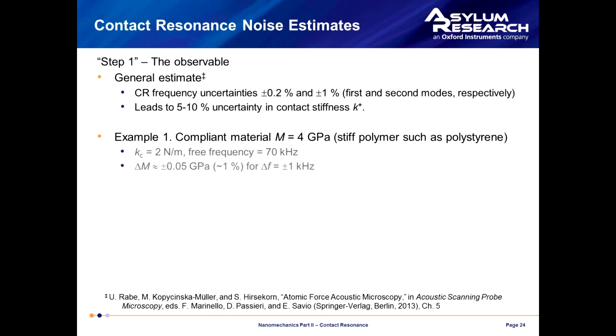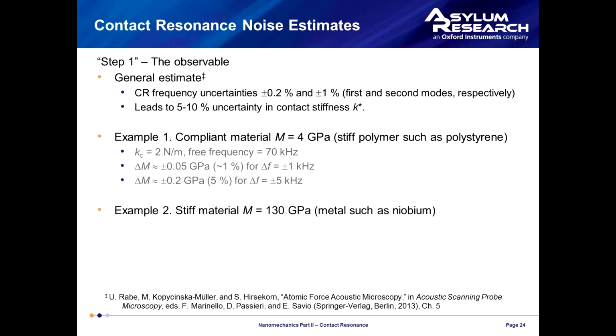Now, if we assume that we can measure the contact resonance within about a kilohertz, plus or minus a kilohertz, it actually leads to about a 1% error. If our contact resonance uncertainty is more like 5 kilohertz, then we're at about 0.2, and that gets us to that 5% number.